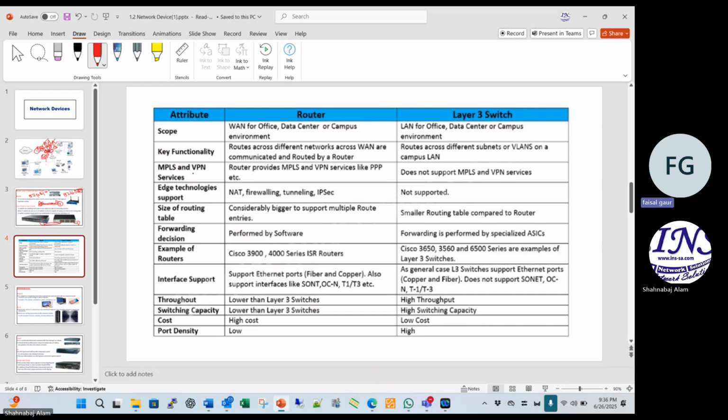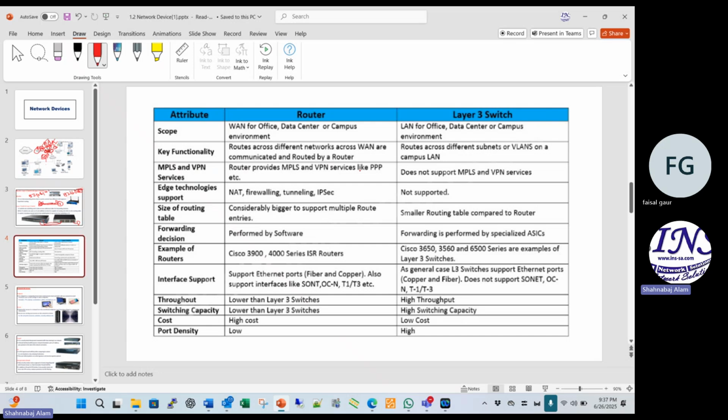Yeah, got it. This is the MPLS and VPN service. Routers provide MPLS and MPLS VPN. MPLS, which I also explained, is multi-protocol label switching. The router provides it, and the ISP also provides it. And VPN we use for connectivity.